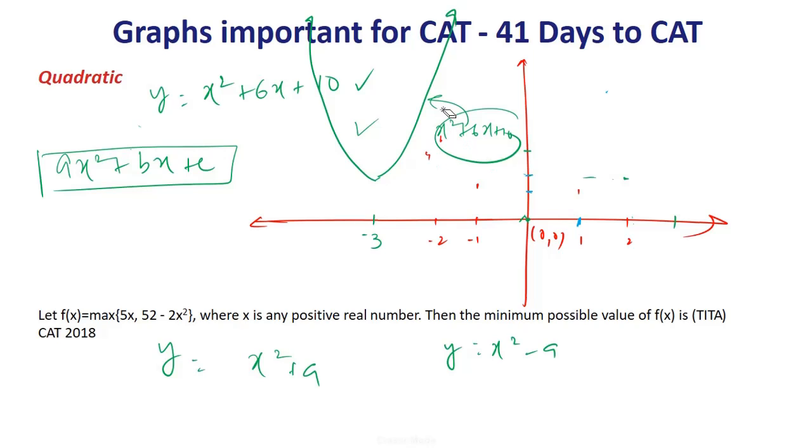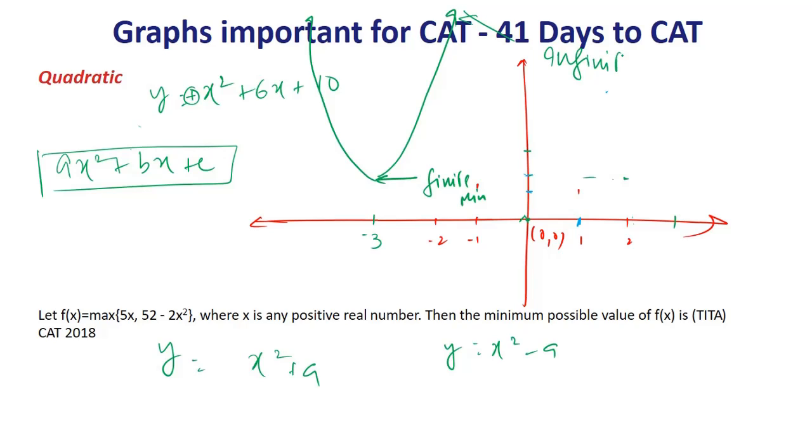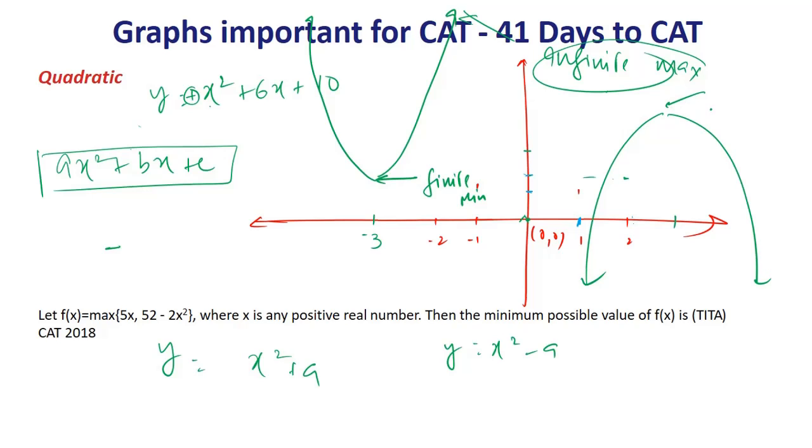Also remember one more thing, that in case of quadratic, when the coefficient of x square is positive, like in this case, you will always have a finite minima and infinite maxima. And the graph is also telling you that. If the coefficient of x square is negative, then the graph will be inverted. In that case, you will have a finite maxima and infinite minima. So this depends upon the coefficient of x square. I hope this is clear to you.